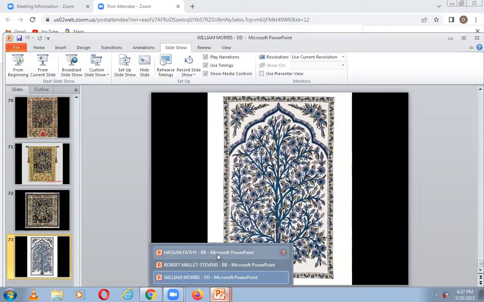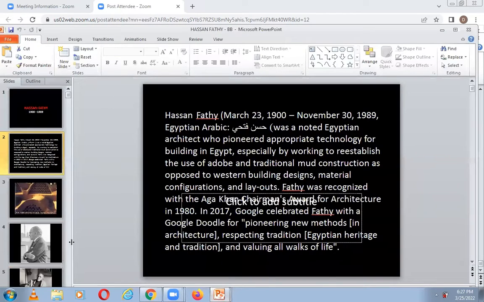The first architect we'll talk about is an exceptional Egyptian. Now, when I say an exceptional Egyptian, you might say you'll probably talk about the creators of the Luxor temples or the pyramids and so on. No, this is a 20th century Egyptian. And a very important architect.